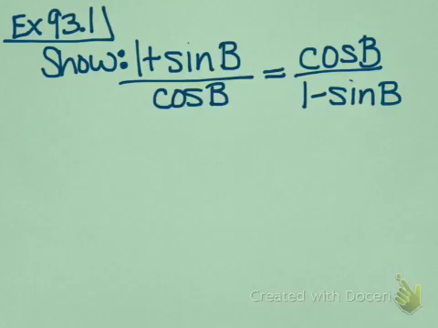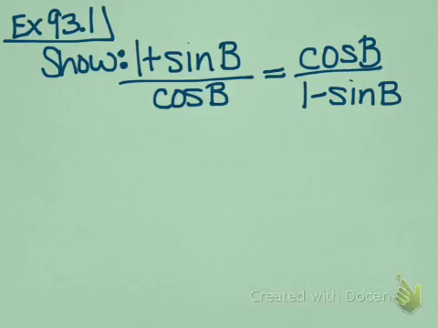So these are just cases where we use what we know about trigonometry to prove that something is true. So this says, show that (1 plus sine b) over cosine b is equal to cosine b over (1 minus sine b). So we're going to start with the left side and then do various manipulations to it to make it look like the right side.